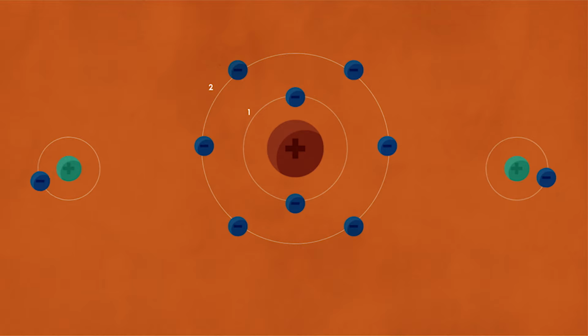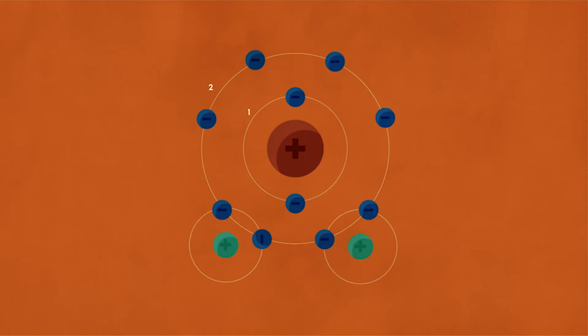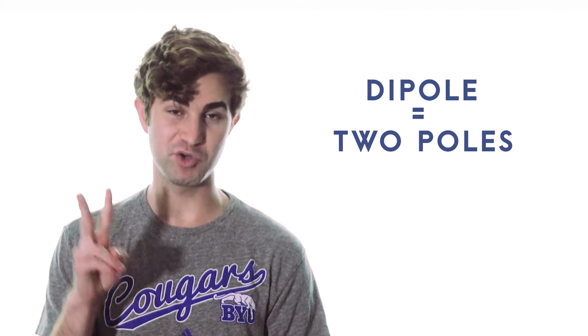Some atoms attract electrons better than others. We call this attraction electronegativity. When one atom in a molecule is more electronegative than others, the shared electrons spend more time around it than other less electronegative atoms. And when the negatively charged electrons hang out more on one end, the molecule gets polarized like a magnet. Since polar bonds have two poles, a positive and a negative pole, we call this sort of molecule dipole, which means two poles.